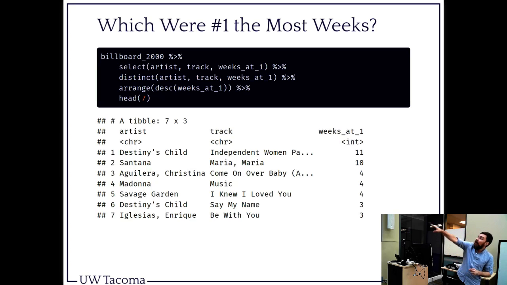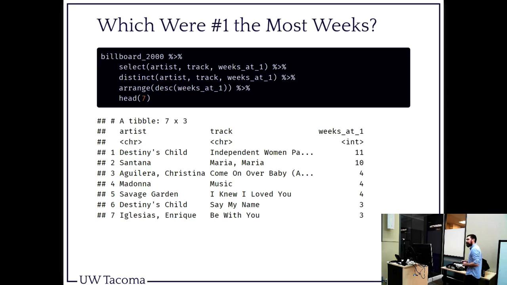So now we see here, I arrange descending weeks number 1 because I want to start at the highest value of that. What song was on the Billboard Top 100 number 1 for the most weeks? And then I get head. Destiny's Child was killing it in the year 2000, followed by Santana, just making the list, and the whole reason I did head 7 was so that I could get Enrique on the list with Be With You, number 3. Okay, so we've gotten some useful information if you really care about the Billboard Top 100 songs of 2000, like some of us.